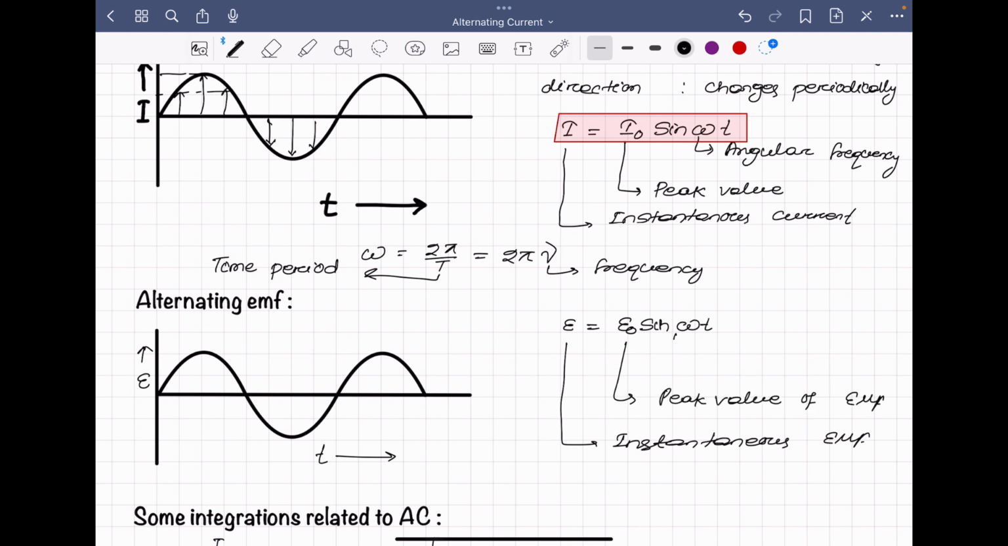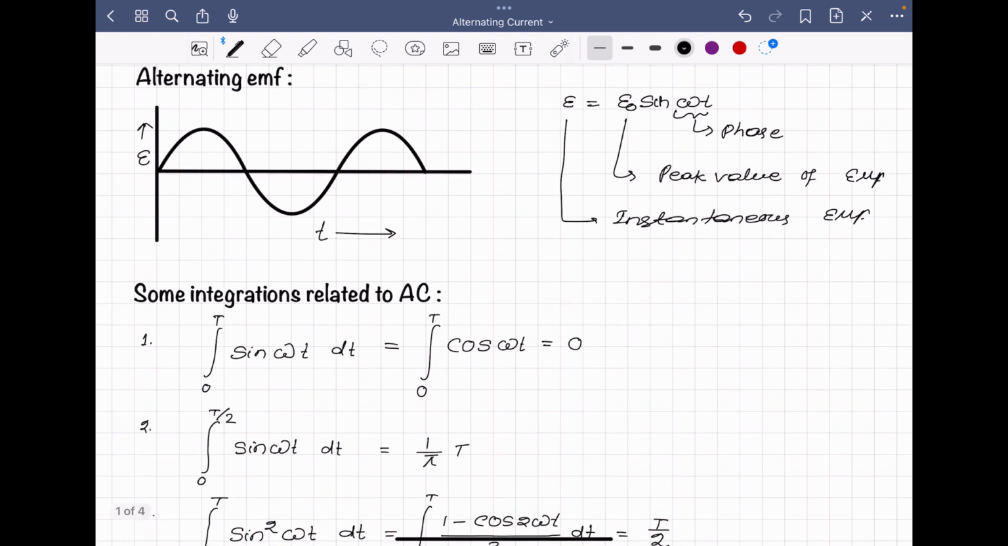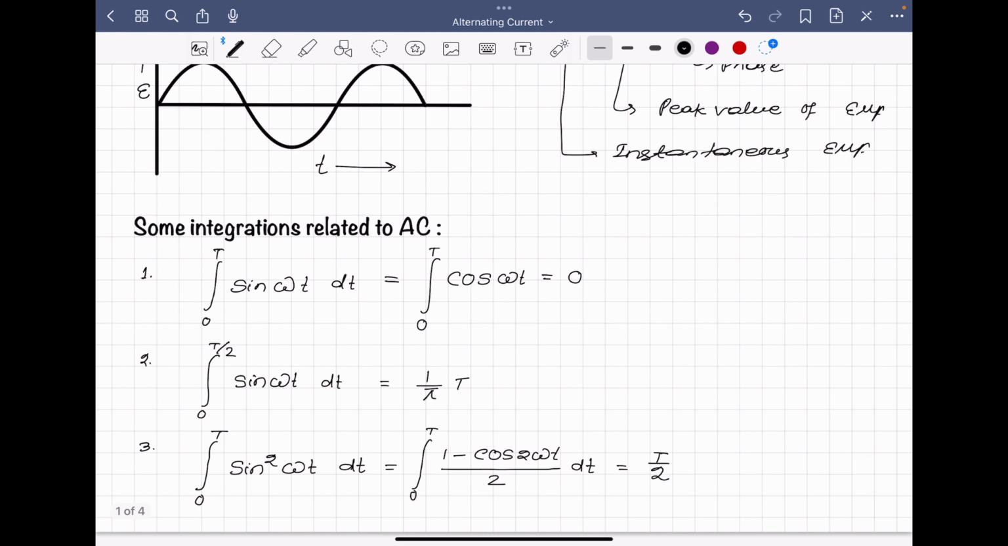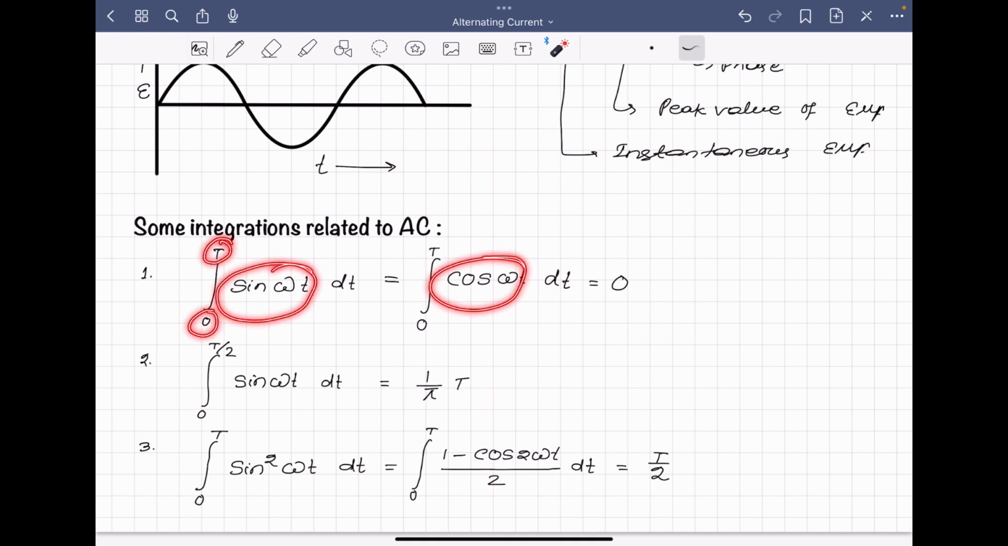This omega t is called phase, and omega is our angular frequency, t is at an instant at any time t. Before going through the chapter alternating EMF, we have to remember these few integrations. First of all, just remember this one: integration of sine or cos over a complete cycle. T is our time period.